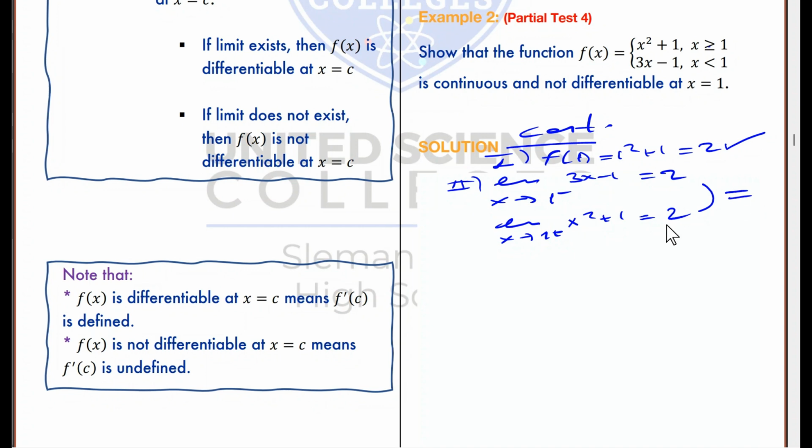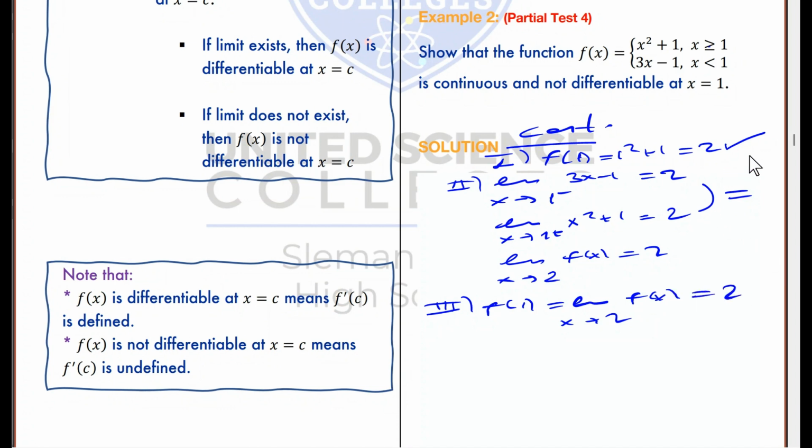So the right-sided limit is the same as the left-sided limit. So the limit as x approaches 1 of f of x is 2. So I got the second condition. Third condition, is the value of the function the same as the value of the limit? Yes, f of 1 is equal to the limit as x approaches 1 of f of x, which is 2. They are all 2. So I got the third condition too. So we can say the function is continuous at x equals 1.